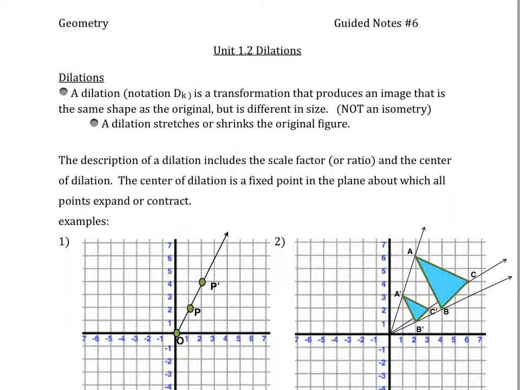The description of a dilation includes the scale factor, or ratio, and the center of dilation. The center of dilation is a fixed point in the plane about which all points expand or contract. So let's take a look at our first two examples.